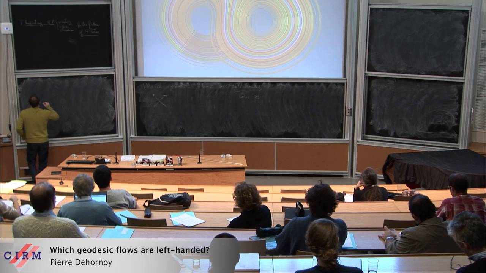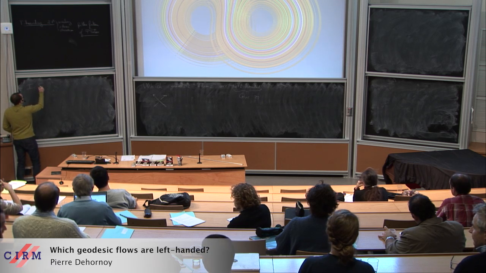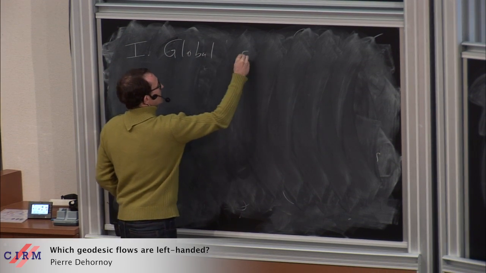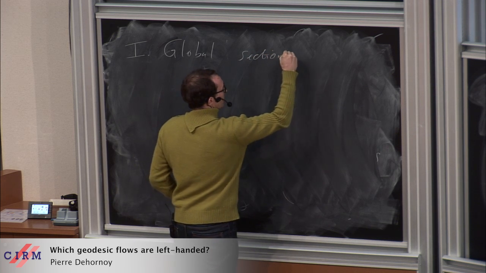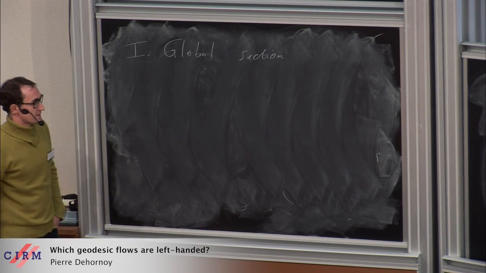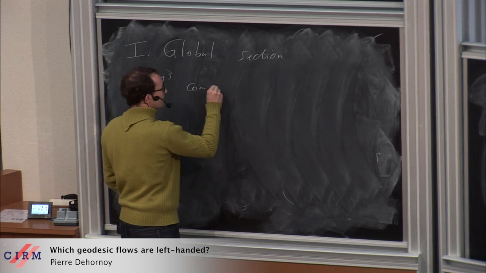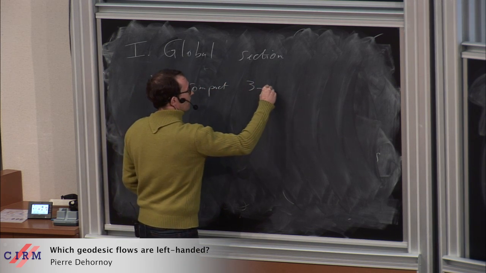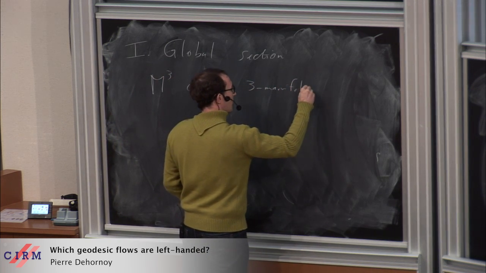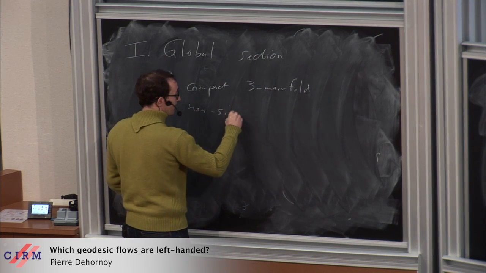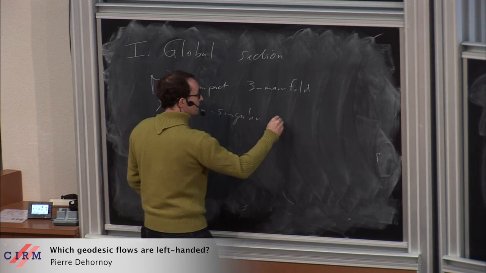The starting point to see why left-handedness is interesting is to recall what a global section for a 3-dimensional flow is. So we start with M, a compact 3-manifold, and X, a non-singular vector field in M.